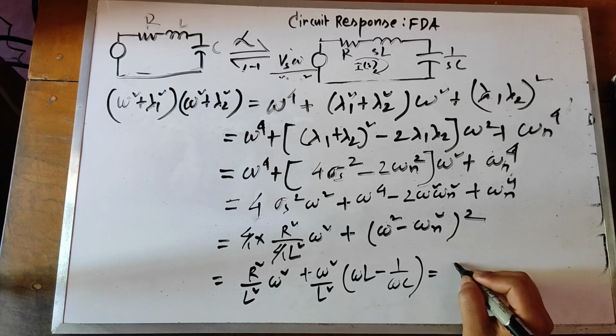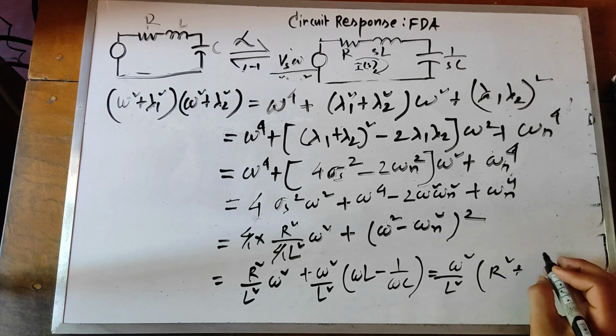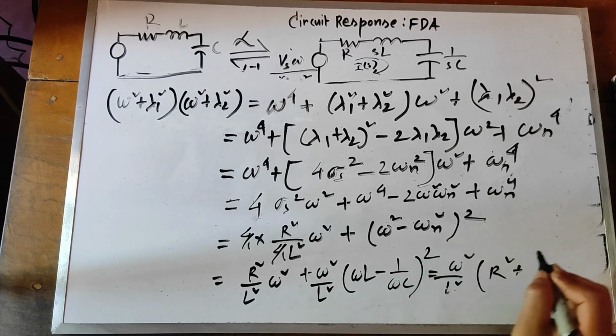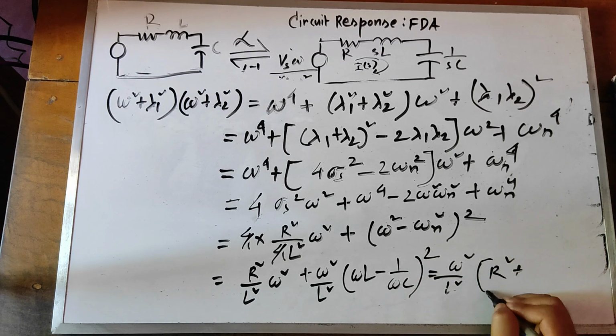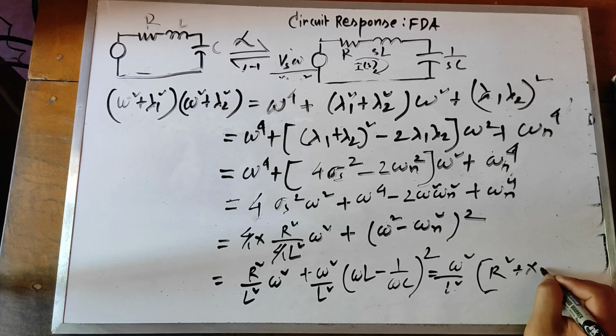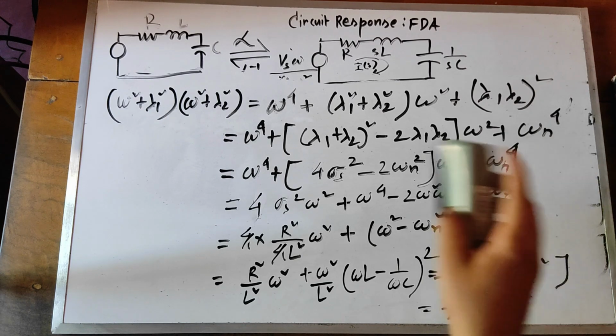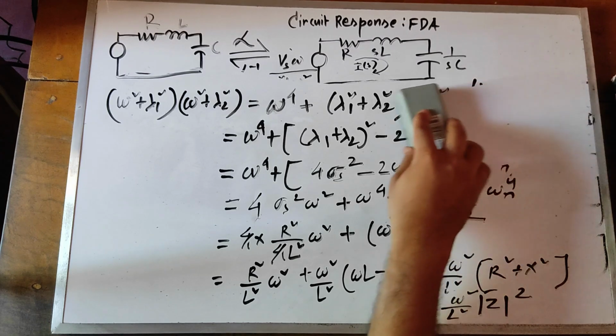So omega square by L square, this gives me R squared plus, this is X obviously, the reactance, so X squared, which is omega squared by L square, the magnitude of the impedance. So I have found something very interesting and important. Now I'm just going to substitute it for this term in the main equation.